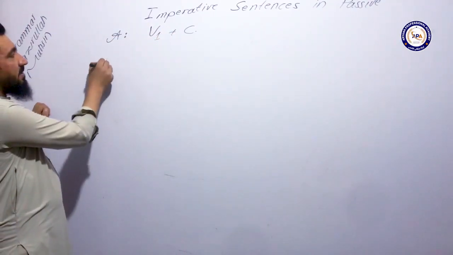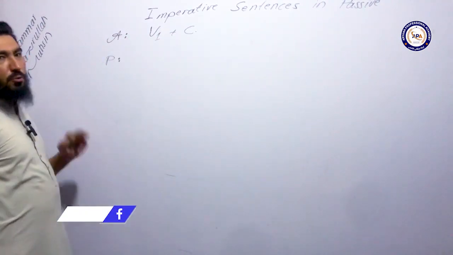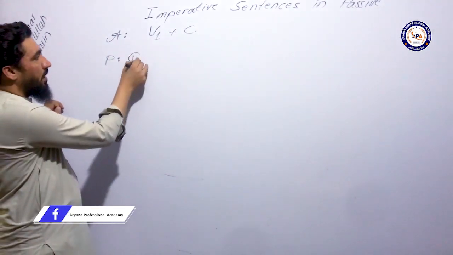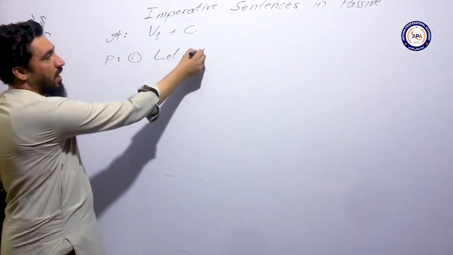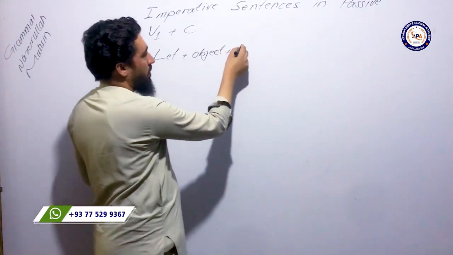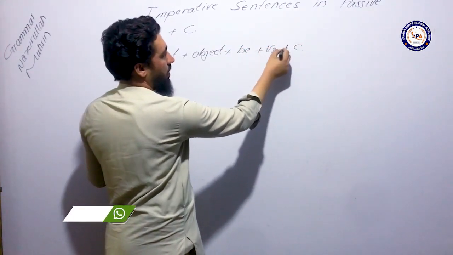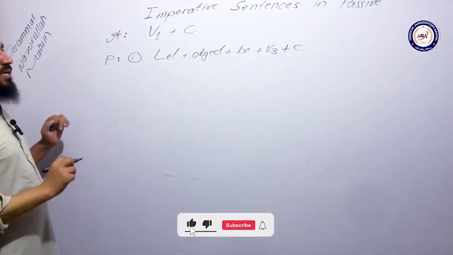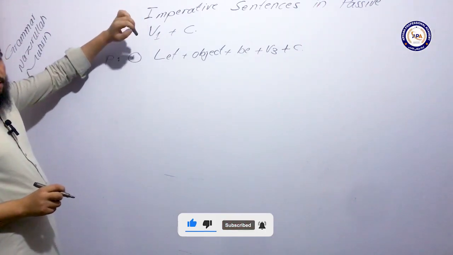When it comes to passive, we can change imperative sentences into passive with two methods and two structures. Number one, the first structure is to use let plus object plus be plus third form of the verb plus complement. But we can change the sentences into passive when the verb is transitive.